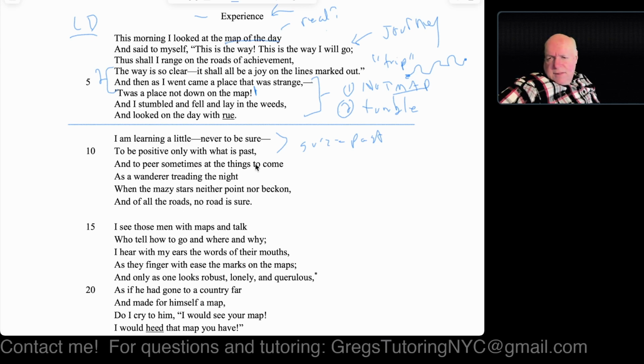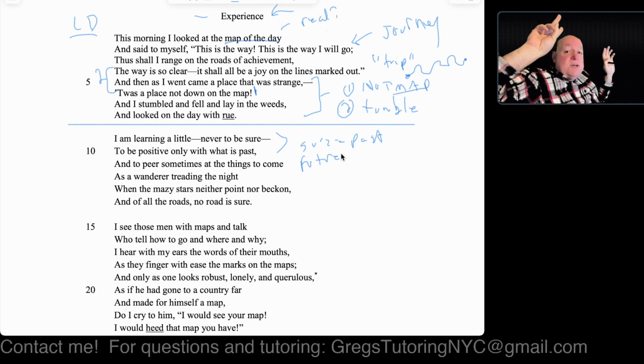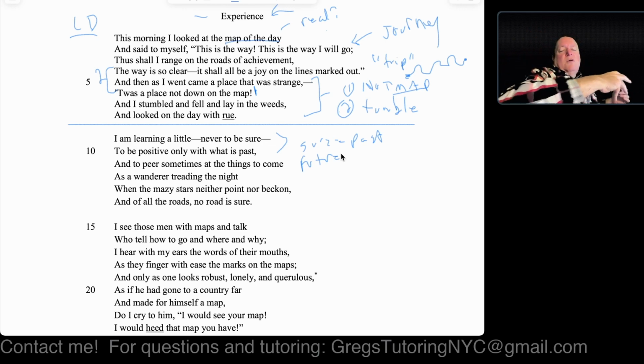And to peer sometimes at things to come. So this is the future. And we're, quote, predicting the future. Not as a tarot reader or something like that, but we're just trying to understand our life and how to go there. As a wanderer treading the night. So he's kind of giving it this kind of nomadic feel where, okay, I planned it out and it didn't go as planned, so am I just kind of feeling around in the dark kind of a thing?